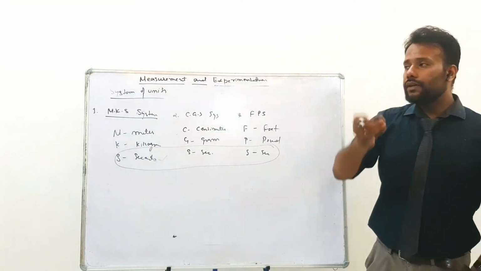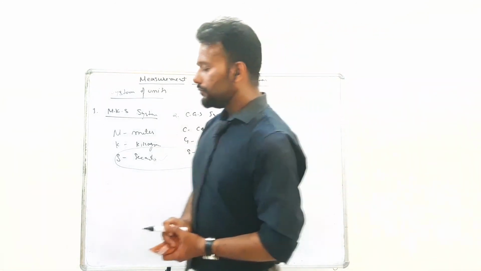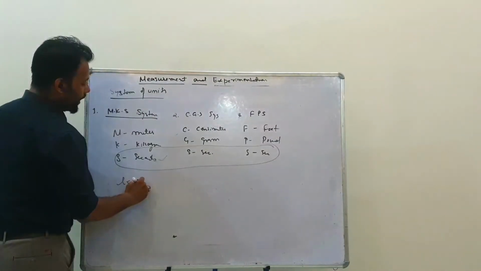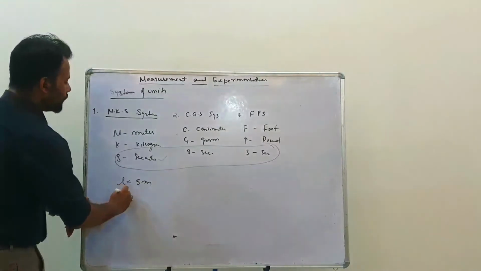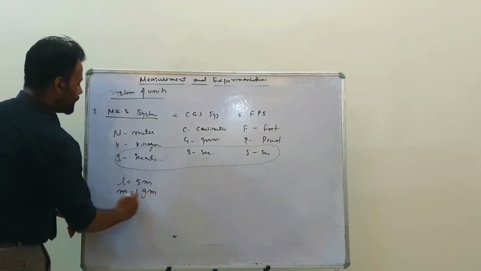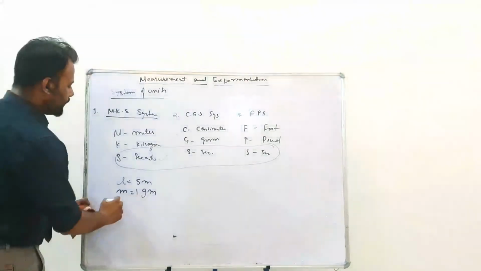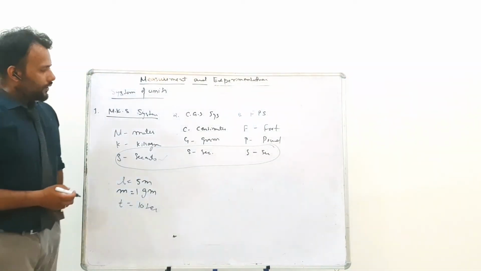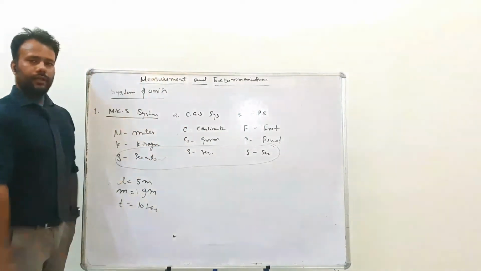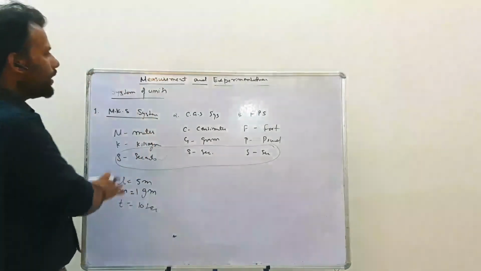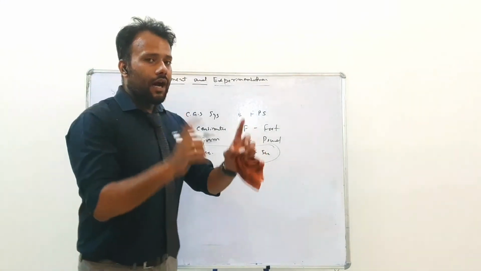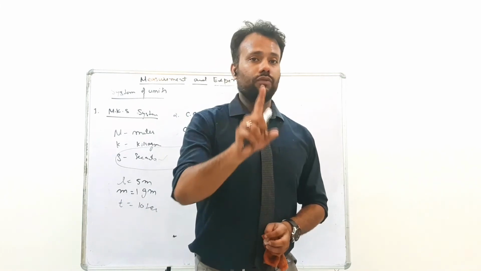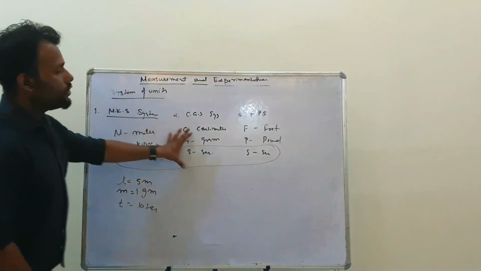Let's give an example. In any question, it is given, let's say, the length of the quantity is 5 meter, the mass of the quantity is 1 gram, and time is also given, that is 10 seconds. Now when we solve this question, we must use any one of the given systems. Either we can use MKS, CGS or FPS. But we can't use 2 or more systems in a single question. If you do that, your answer will be wrong. So either we use MKS, CGS or FPS.